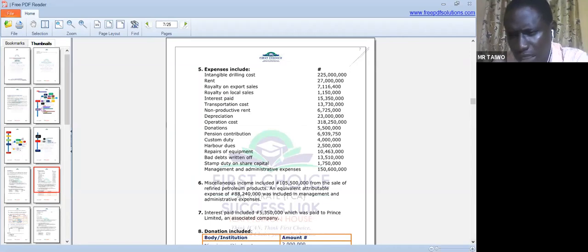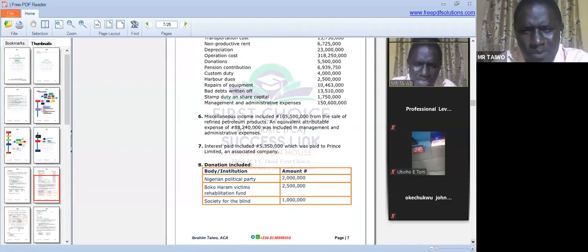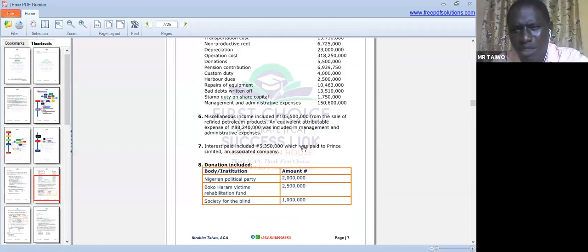Look at it. You are told that interest paid included 5.35 million, which was paid to Prince Limited, an associate company. We want to look at that interest paid. If they did not tell us that the interest is at the prevailing interest rate in the market, then it will not be allowed. But if it includes this, which was paid to Prince Limited, an associate company, you know an associate company is a company of related party transactions.